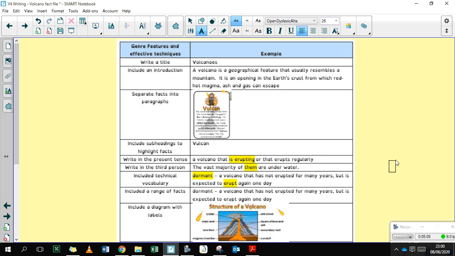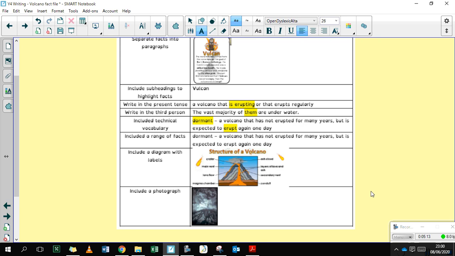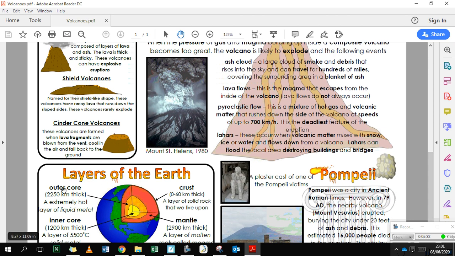You'll also have in your piece of writing, in your fact file, a diagram and a photograph. Now, you might have a few diagrams and you might have a few photographs. It's completely up to you how you set your fact file out. So if you have a look at this example, we've got 3 photographs here, and then the other pictures are diagrams, which are then labelled, and you've got small captions to go with those.